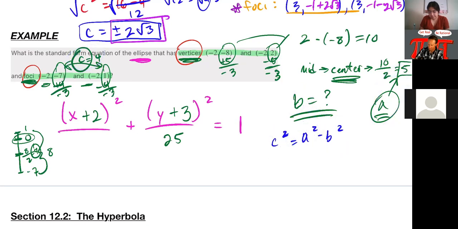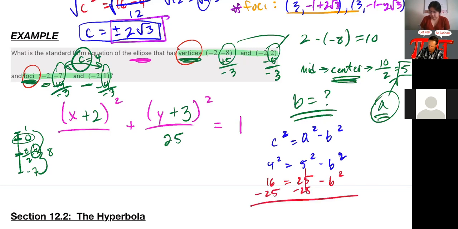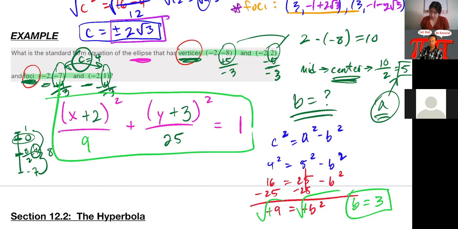Excellent. So what is c squared? What is a squared? And therefore, we can solve for b squared, or b. So we get 16, 25. I'll go ahead and subtract the 25 over. So I get a -9 over here, negative b squared, and that would give me, multiplying by a negative, now I can take the square root and get b is 3. Which again, careful, what does that mean we put over here? A 9. That's it. Working backwards.